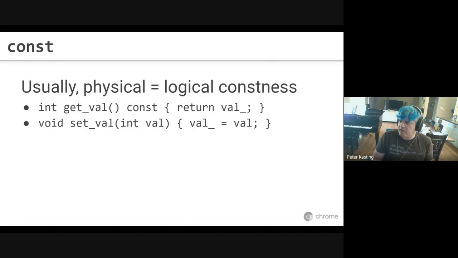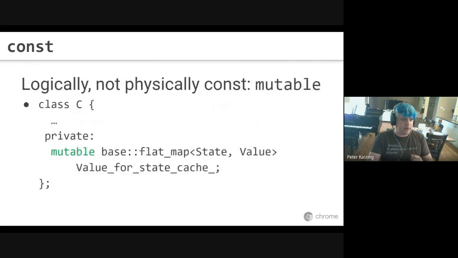So usually these are the same thing. In most cases, physical and logical constness are identical to each other. Here's an example where they are. We have a simple getter and a simple setter for an integer member variable. The getter is const, the setter is not. And this is kind of what you would expect because the bits and the meaning are changing at the same time. However, you can have both of the mismatch cases. The case where you have something that's logically const but not physically const is denoted with the keyword mutable.